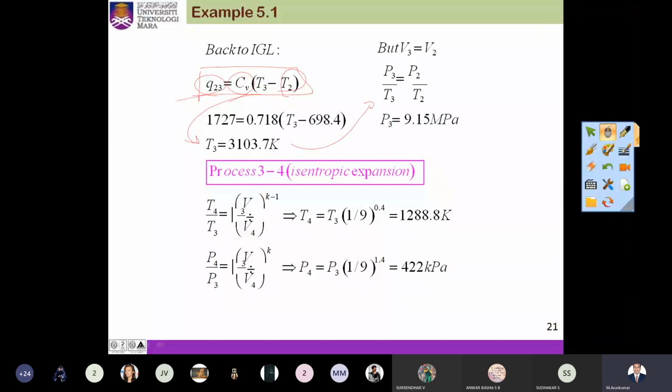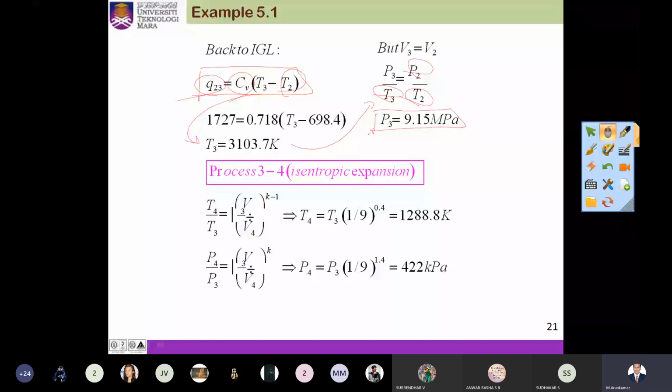Then from this you can have another equation, that is your P3 by T3 is equal to P2 by T2, because V3 is equal to V2. Then if you substitute the T3 value, and the T2 value we calculated in the previous slide, then we know the P3 value. So if you substitute in the formula, we can get the P3 value.